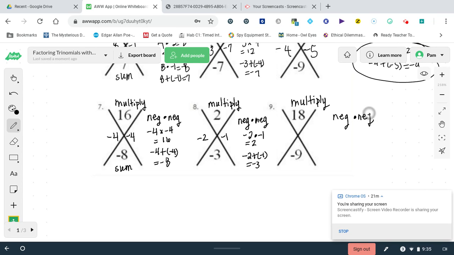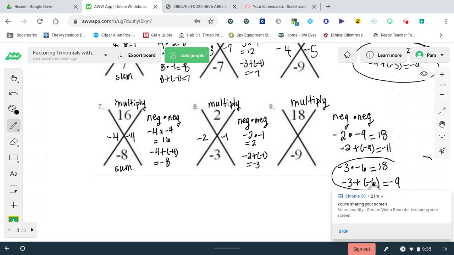Okay, what negative number times another negative number gives you 18? Okay, you could try -2 times -9. That's +18. But -2 plus -9 is -11. Okay, that's not going to work. All right, -3 times -6 is +18. And -3 plus -6 is -9. So this is what works, not that one. So the two numbers on the sides of the x are -3 and -6.